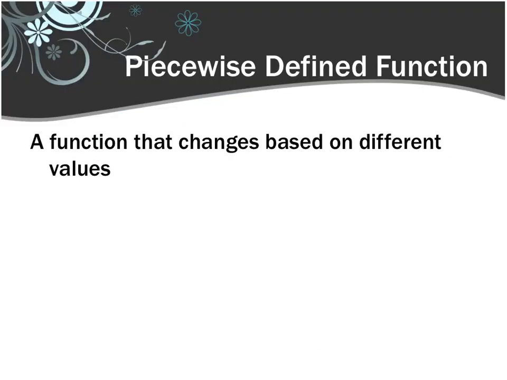A piecewise defined function is defined as a function that changes based on different values. So you're going to get multiple parts. It's going to say f of x equals this if x is this value, this if x falls in this value. And so the first thing you have to do is determine which range it falls in, and then from there select which of the expressions you'd plug into.